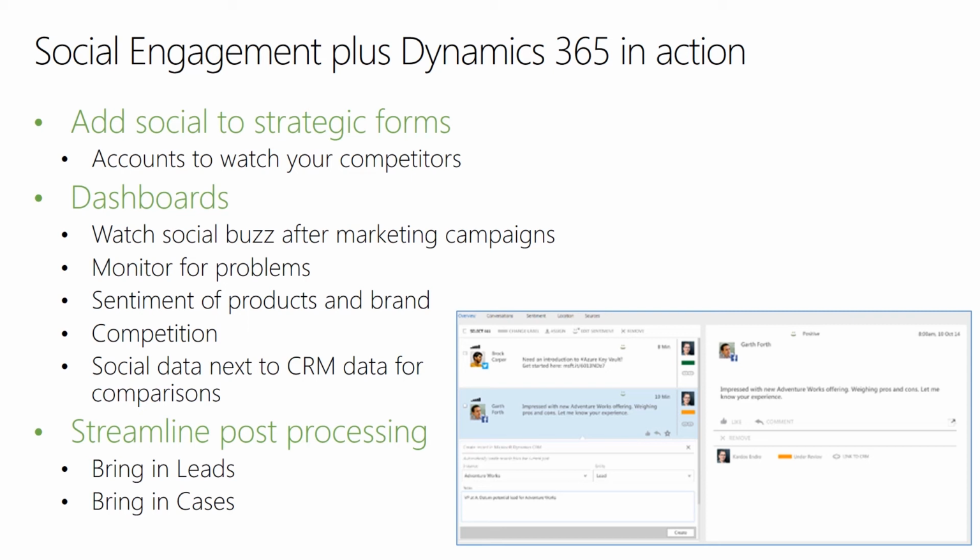This could be an all-up view within our Dynamics information so that we can see what's the social buzz after we send out that massive email marketing. Have we monitored for problems? Do we have a product release so that we have seen that people have problems with the widgets that we have just sold? We can keep an idea of the sentiment of both our products and our specific brand name. We can compare that social data next to our customer data right on the same dashboard.